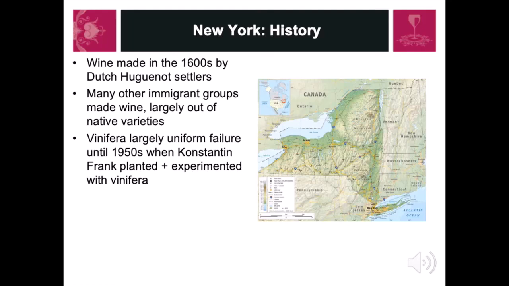largely uniform failure until as recently as the 1950s, when a Ukrainian viticulturalist named Konstantin Frank planted and experimented with vinifera. There had been some vinifera, I'm sure you read, in New York, but it really did not work. It failed. It did not make great wines. It really became susceptible to many of the perils that challenge viticulture in New York State.